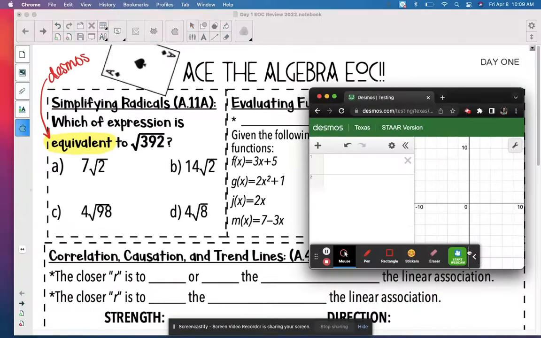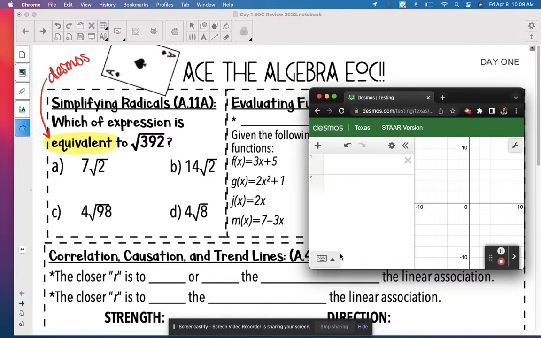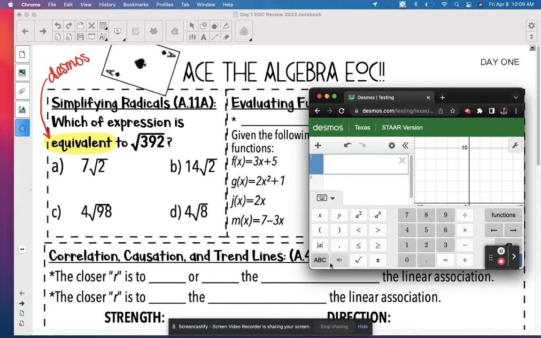So let me get out Desmos. In the bottom corner right here, we have the keyboard. I'm going to click it, and my square root button is that fancy looking check mark. I'm going to click it and type in my number, 392, and we get 19 point blah blah blah, a really ugly decimal. So I'm going to try to find the equivalent one that matches.